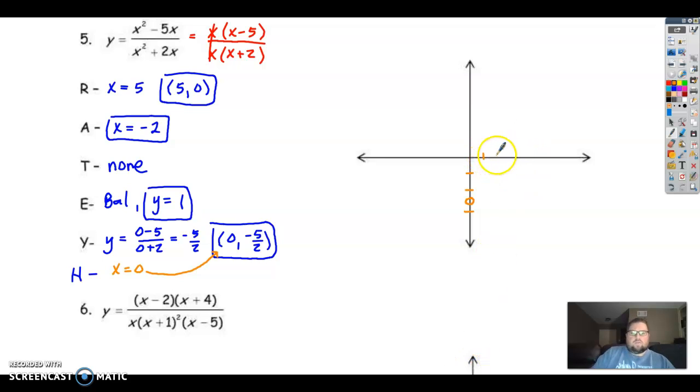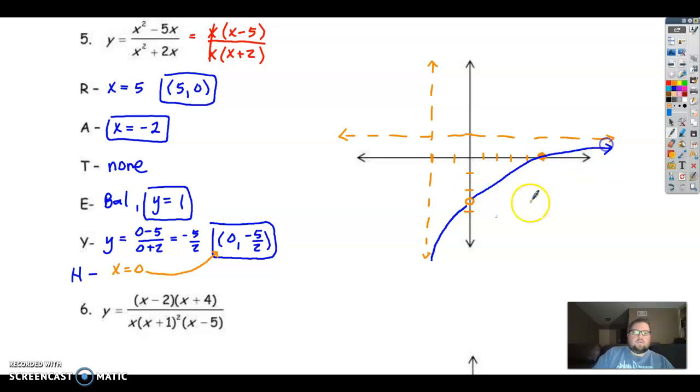All right, we have our root at 5, 0. I have my horizontal asymptote at y equals 1. I have my vertical asymptote at x equals negative 2. All right, so one of my curves has to be in this bottom right quadrant because it's going to go through my hole and through my root, like that. And no togetherness means my other one will have to go in this top left quadrant.